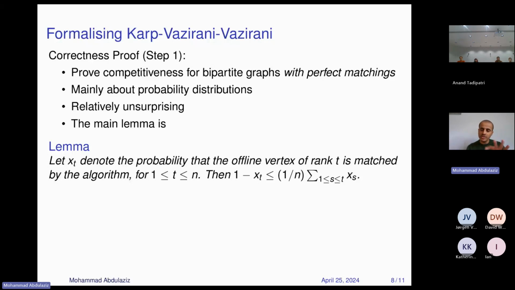So the point here that I'm trying to show you is just the shape of the goals, or the shape of the things that you're trying to prove. So something like this: 1 minus xt, where xt is a probability distribution, is more than or equal to this summation.